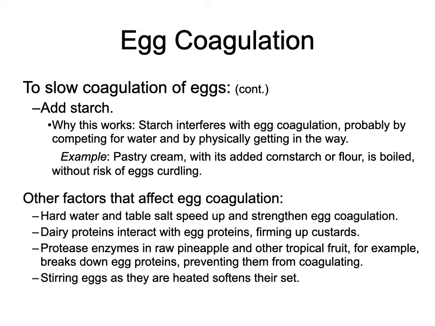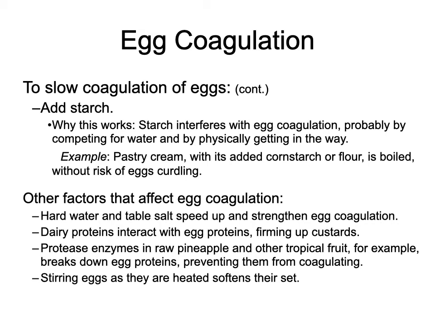Things that we have to be aware of: hard water and table salt will speed up and strengthen egg coagulation. So we just have to be aware that if we're in an area where it's hard water or we add table salt, it's going to speed up the process, and it could cause the eggs to become tough or rubbery. Dairy proteins interact with egg proteins, firming up custards. Now, that's a good thing because we want custards to firm, but we also want them to be controlled. So when we add dairy protein, what we end up doing a lot of the time is bringing it up very slowly in temperature. We usually will prepare a custard in the oven on a water bath.